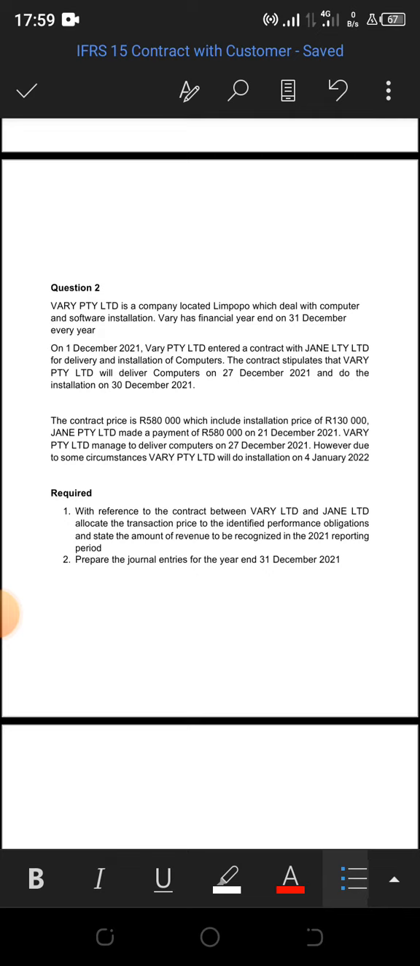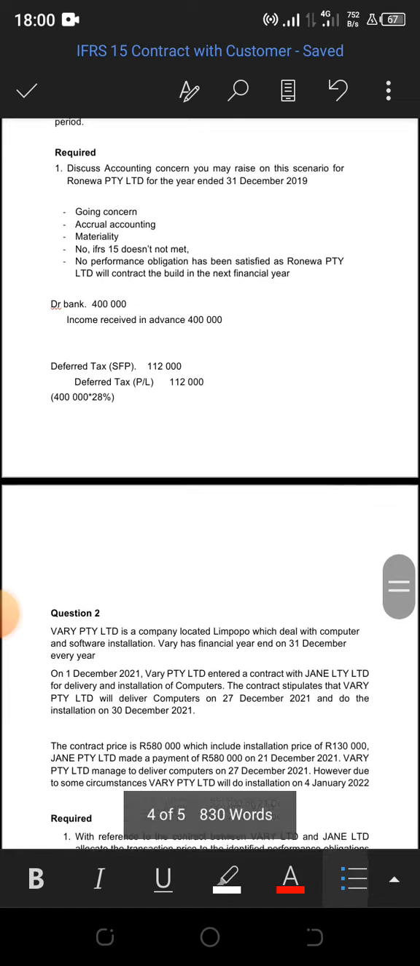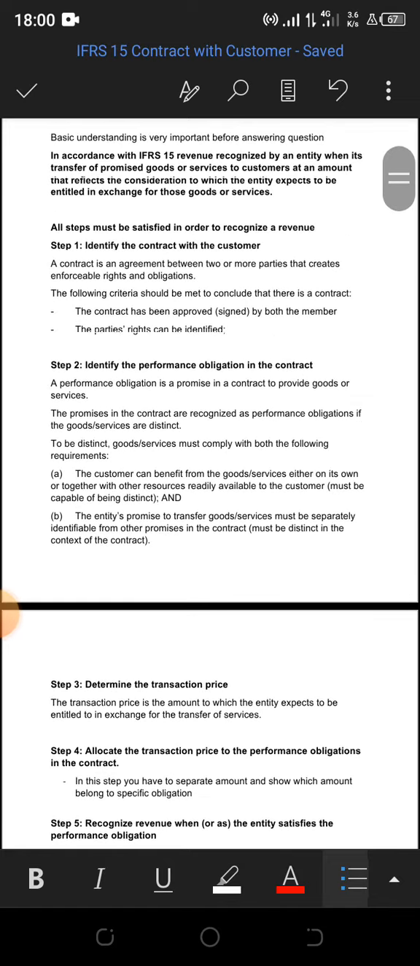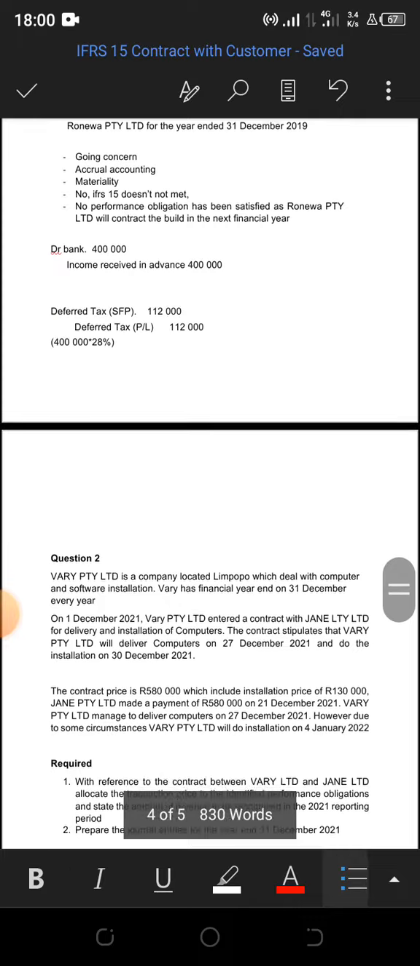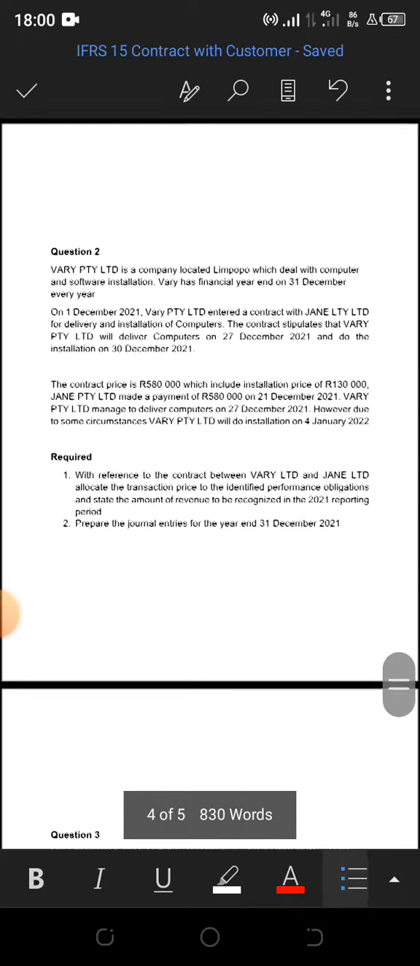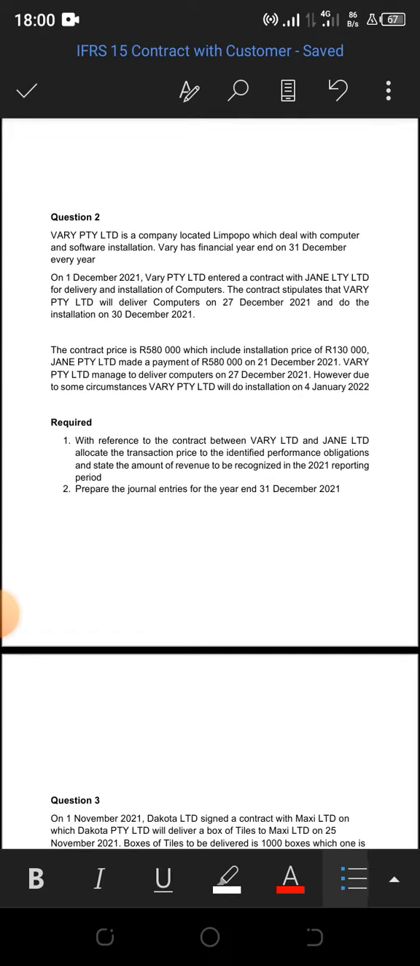So they didn't ask you to prepare all the steps, but you have to prepare the transaction price and allocate the performance obligation. So what you have to do first is write down the principle under that step that you have been given. In other words, copy what is in the standard. Then after you copy one sentence, you comment based on the scenario, and so on. So I'm not going to recopy those principles. I'm just going to answer.